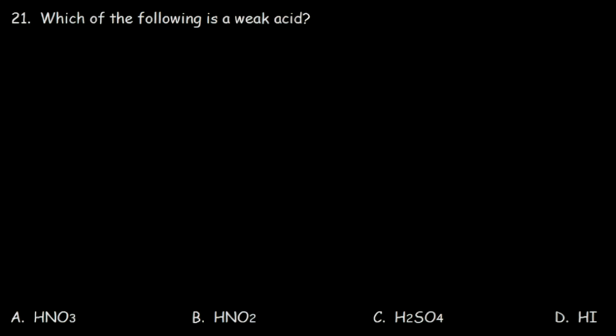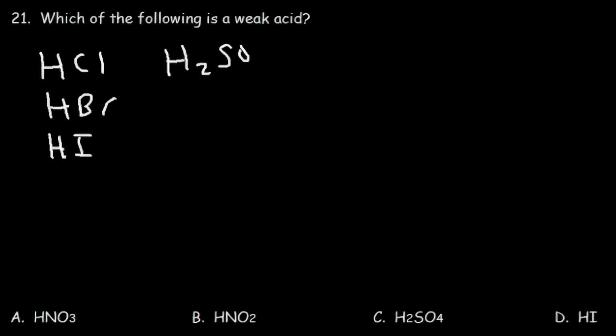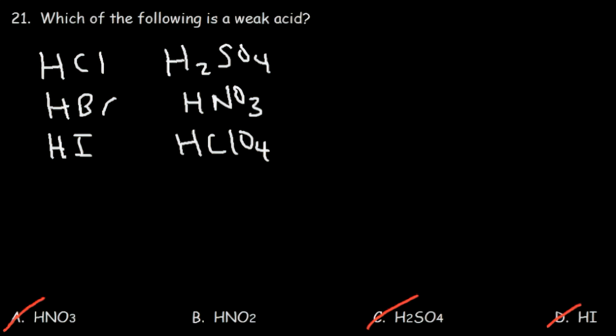21. Which of the following is a weak acid? So to answer this question, you need to know the 6 common strong acids, which are HCl, HBr, HI, hydroiodic acid, sulfuric acid, nitric acid, and perchloric acid. Usually, if it's not one of these 6 common strong acids, it's safe to say that it's not a strong acid. So we can eliminate nitric acid, that's strong. Sulfuric acid is a strong acid, and HI is a strong acid. So B, HNO2, is the weak acid.